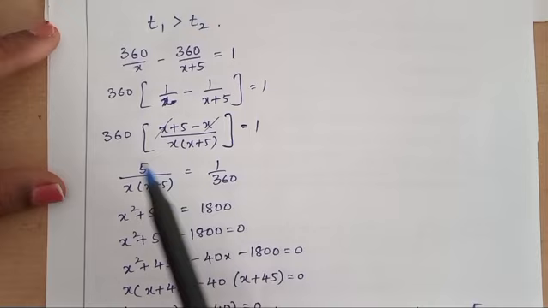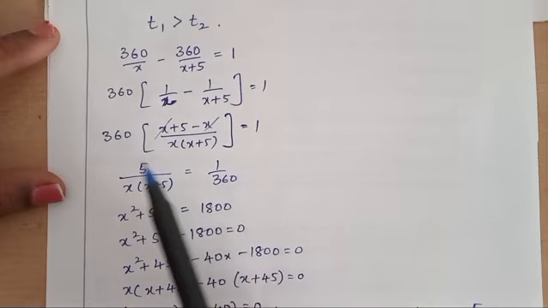The factors are plus 25 and minus 20. x square plus 25x minus 20x minus 500 is equal to 0. When I take x as common, I get x into (x plus 25) minus 20 into (x plus 25) is equal to 0. (x minus 20) into (x plus 25) is equal to 0. Hence, x is equal to 20 or x is equal to minus 25. Since it is negative, it is rejected. Speed cannot be negative.